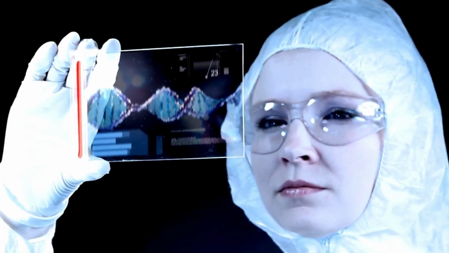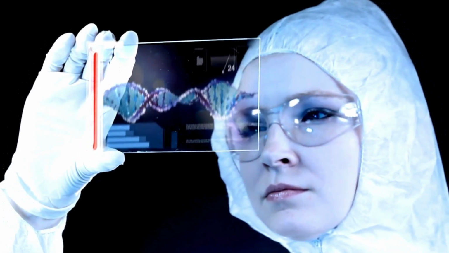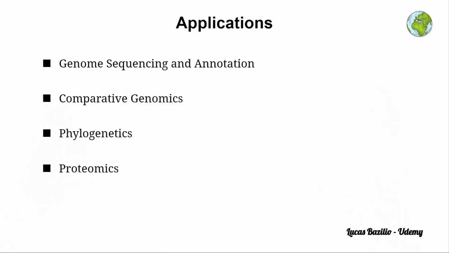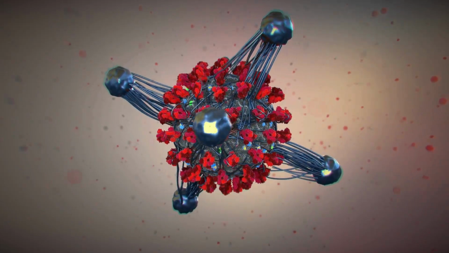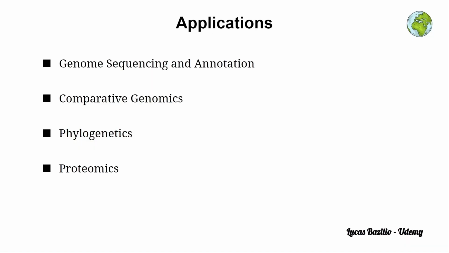Bioinformatics is also widely applied in phylogenetics. This is the study of the evolutionary history and relationships among individuals and groups of organisms. Another main application of bioinformatics is in proteomics. Bioinformatics is used to analyze and interpret data from high-throughput techniques such as mass spectrometry to identify and characterize proteins, study protein interactions, and understand cellular processes. And these were only some of the main applications, but we have many more.